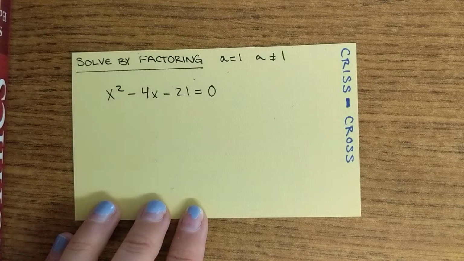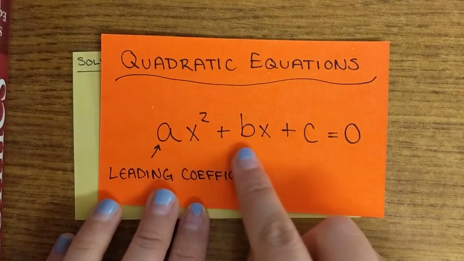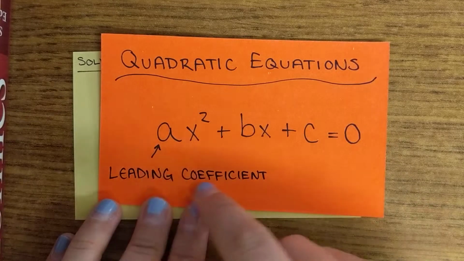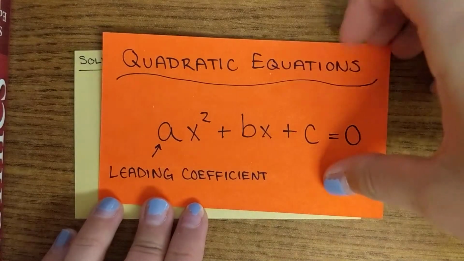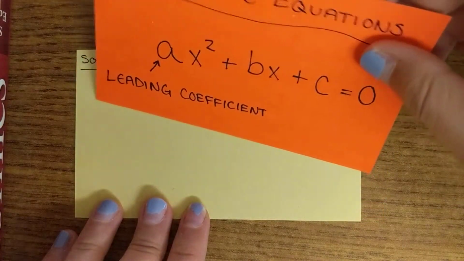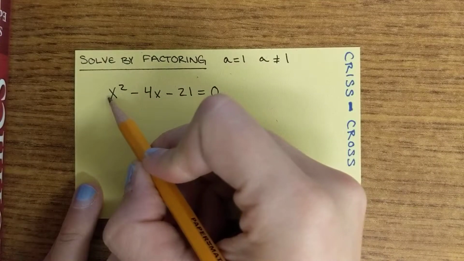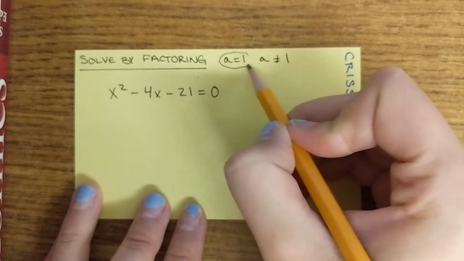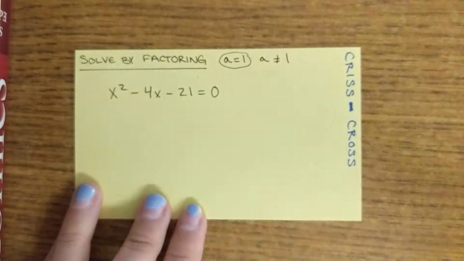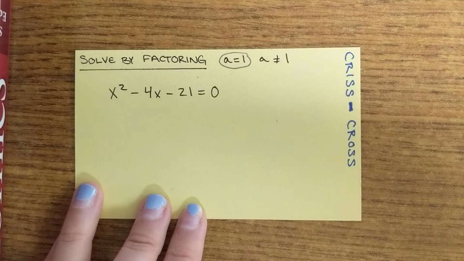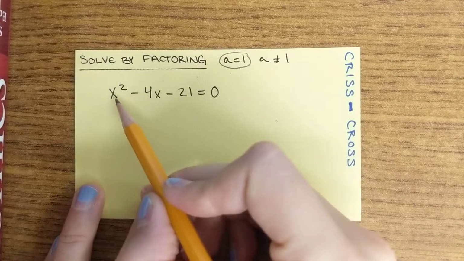To solve a quadratic equation, it needs to be in the form ax squared plus bx plus c equals 0. The leading coefficient is important because it tells us which method we may want to choose for factoring. Here, the leading coefficient is 1. There's no number written in front of the x squared, so it must be 1 because 1 times x squared would leave you with x squared.